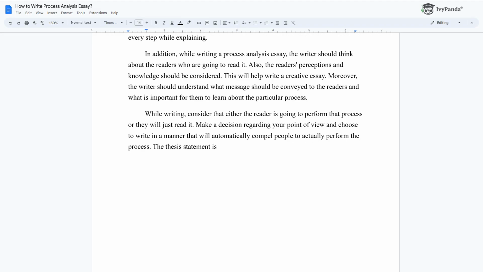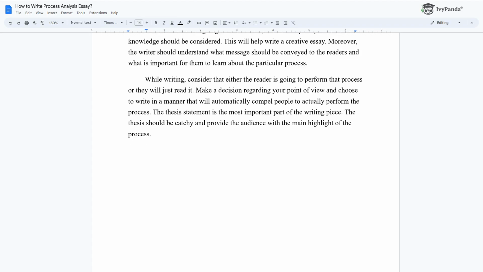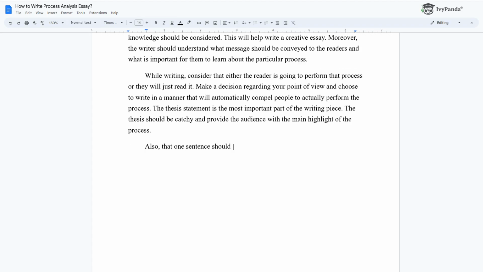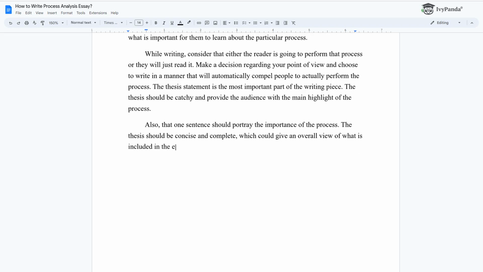The thesis statement is the most important part of the writing piece. The thesis should be catchy and provide the audience with the main highlight of the process. Also, that one sentence should portray the importance of the process. The thesis should be concise and complete, which could give an overall view of what is included in the essay.